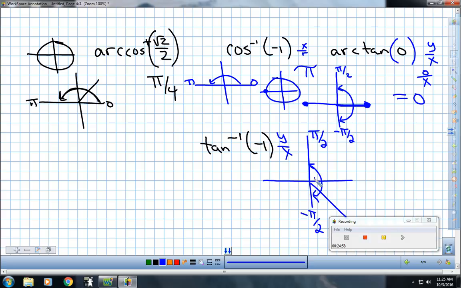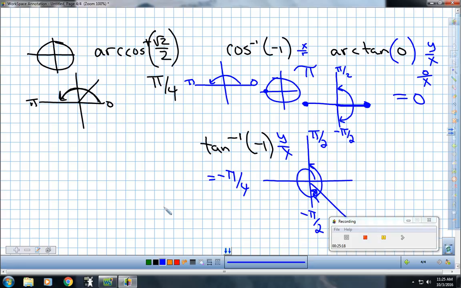So a good wrong answer would be to say 7 pi over 4, because that is a coterminal answer to the solution. But since it's only defined from negative pi over 2 to pi over 2, the correct answer is in fact negative pi over 4. Does that make sense? Okay?